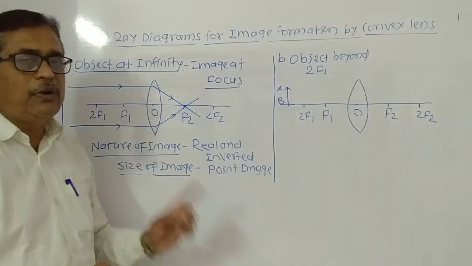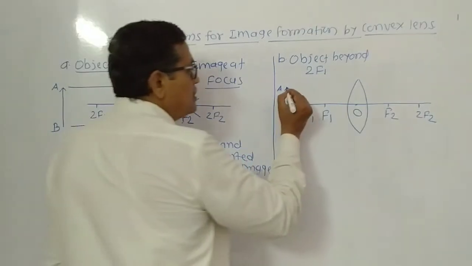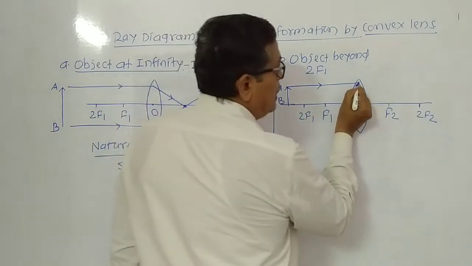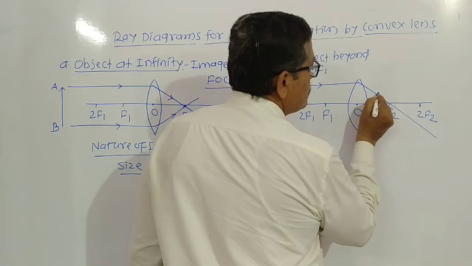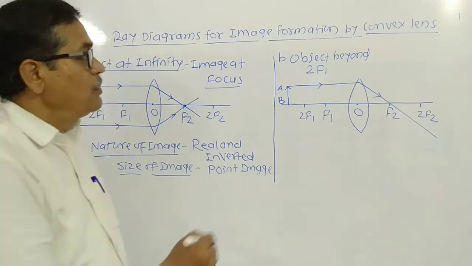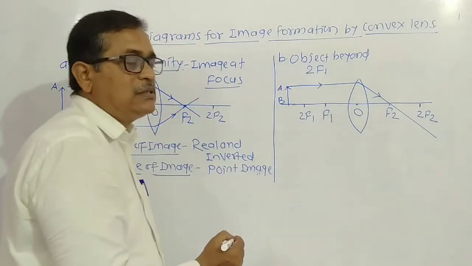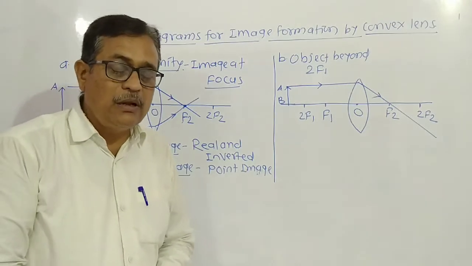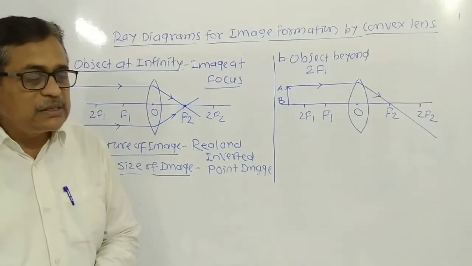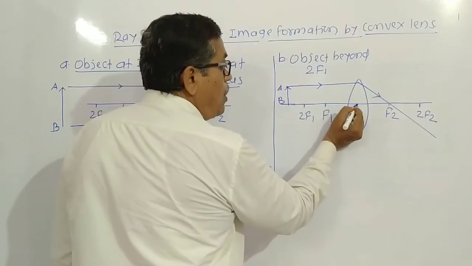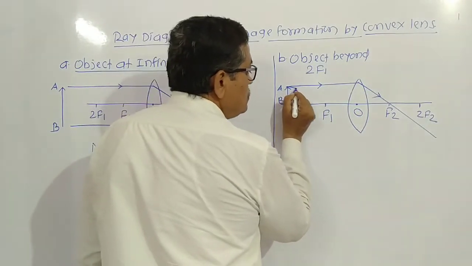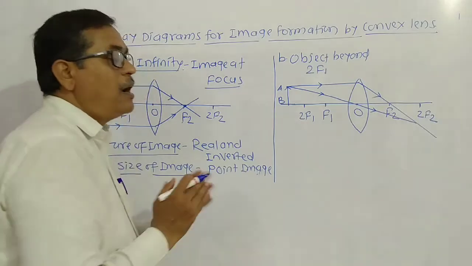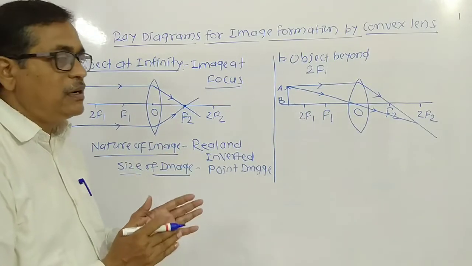Do you know what rule number first is? Rule number first is that a light ray parallel to the principal axis, then the refracted ray passes through the focus. And what is rule number 3? Dear student, rule number 3 is that a light ray passing through the optical center O passes undeviated, without changing direction.